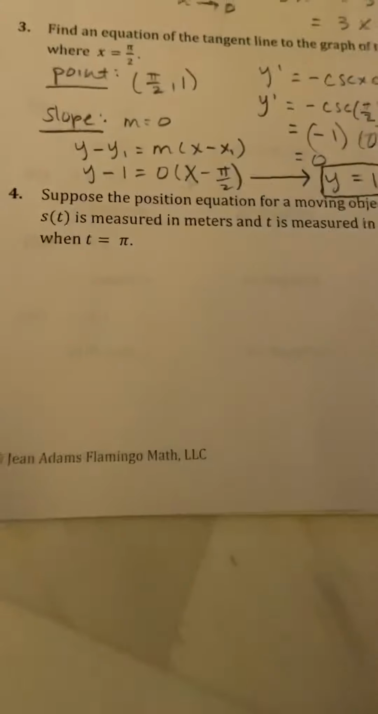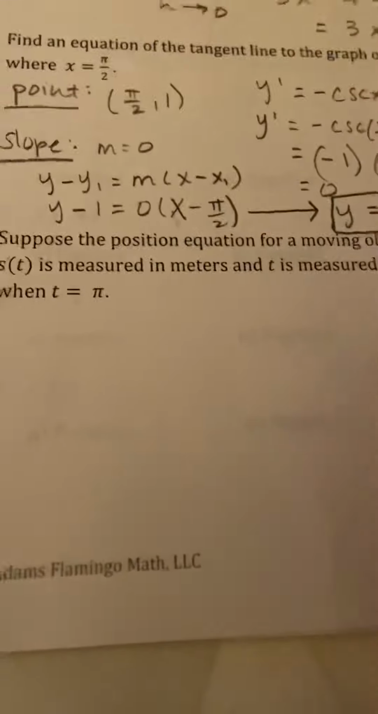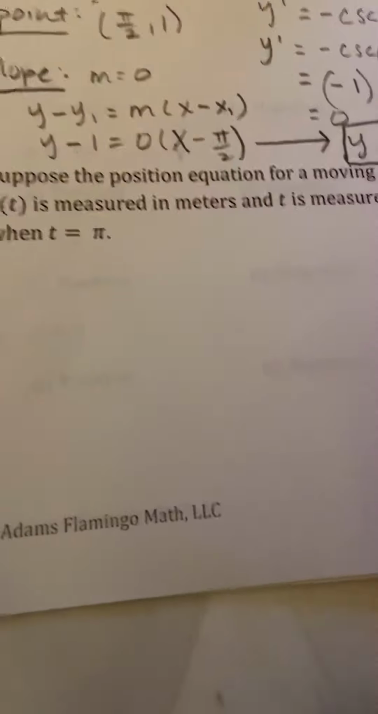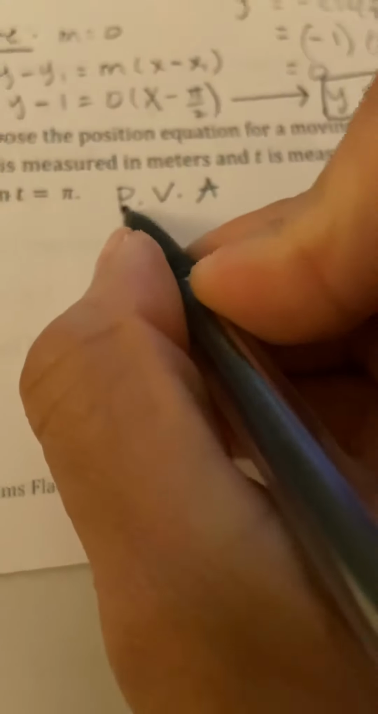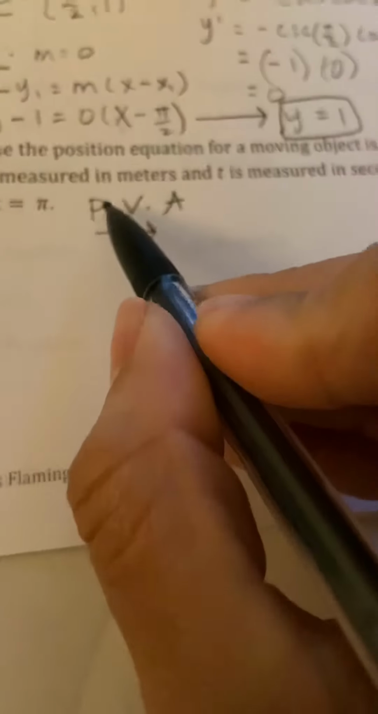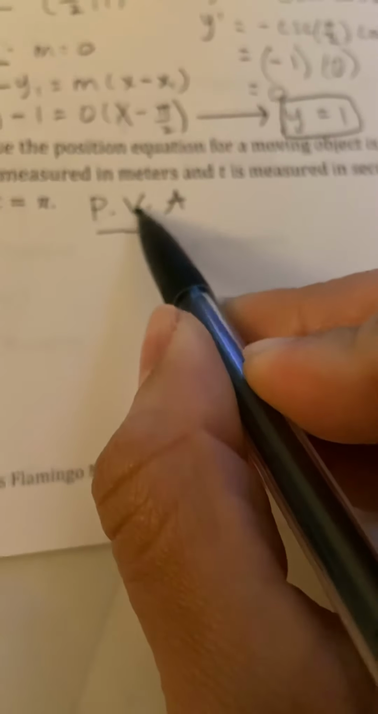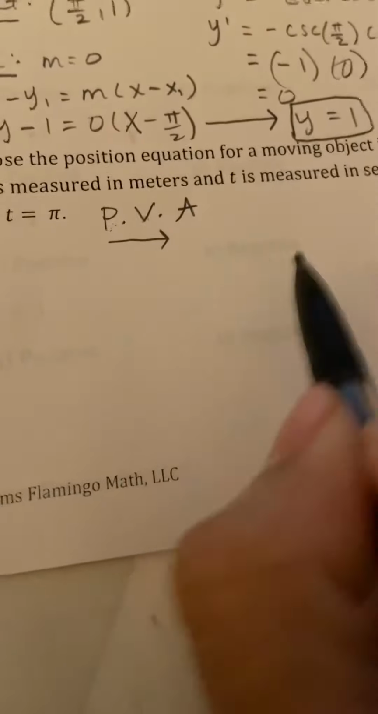So that's my answer. And for number 4, I'm only going to give you a hint. It says find the velocity of the object. Well, we haven't really talked about this in class, but we definitely will very, very soon. Use the acronym PVA. This stands for position, velocity, and acceleration. So just like this, if we go this way, you are taking the derivative. So the derivative of the position function is velocity, and the derivative of velocity is your acceleration. Okay, that should help you there.